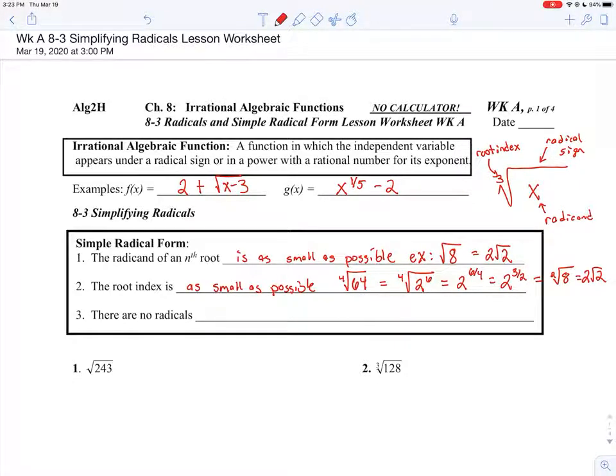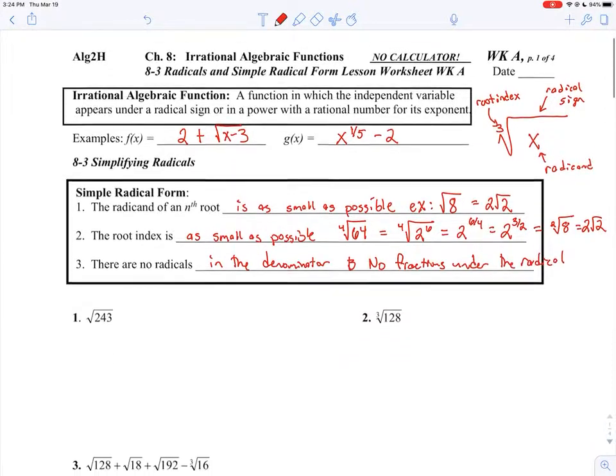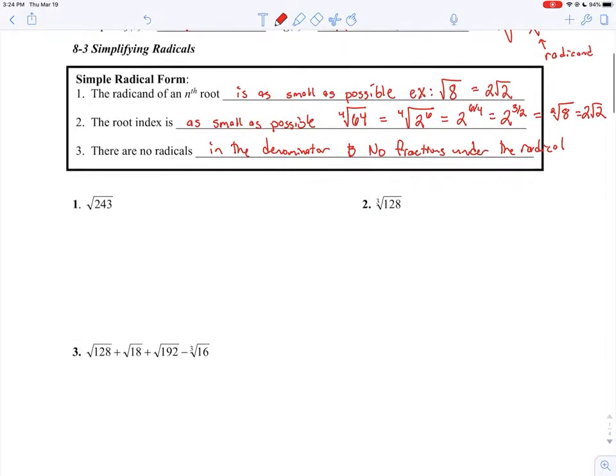Last thing that we look for, we want no radicals in the denominator, and we also want no fractions under the radical. All right, so two big rules, both of which you should be pretty familiar with at this time. All right, let's try a couple practice ones out.